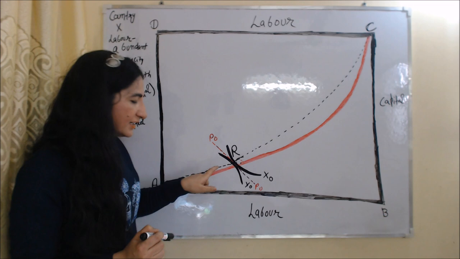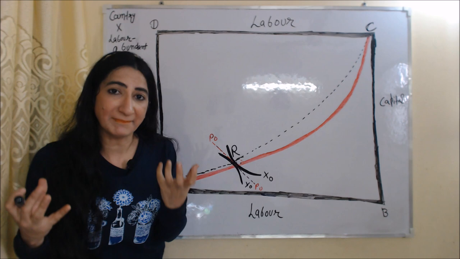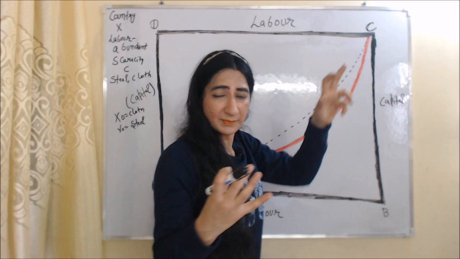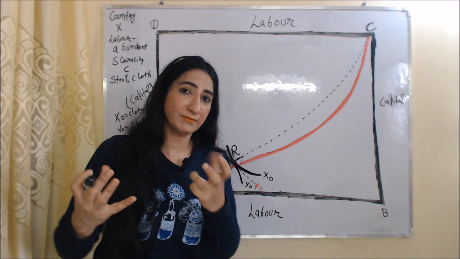And this AR dotted line represent capital labor ratio for cloth, means how much capital labor we are using in the production of cloth is represented by AR dotted line. On the other hand, this RC dotted line represent capital labor ratio for steel, means how much capital or labor we are using in the production of steel, it represented by this RC line.